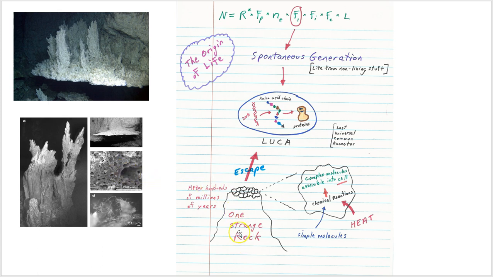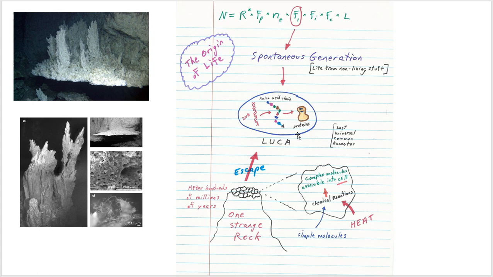So we do indeed have one strange rock where underneath the oceans, after hundreds of millions of years of chemistry happening in these small little chambers supplied by simple molecules from the Earth's interior, the heat, chemistry going on, we get the formation of complex molecules, and then one day, one fateful day, that assemblage of molecules escaped. Bounded by a membrane, this would have been the origin of life on Earth.